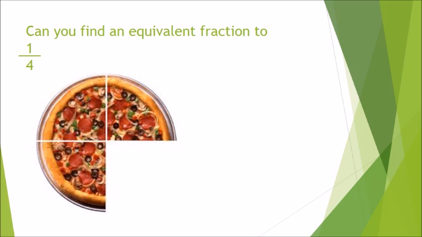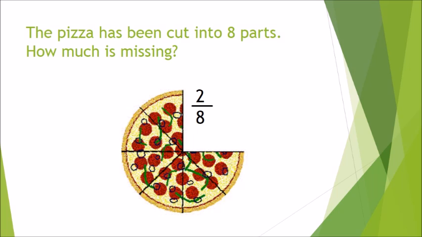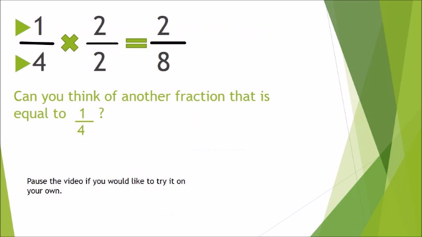Here, we can see that the pizza is cut into 4 equal parts. 1/4 of the pizza has been eaten. Can you find a fraction that is equivalent? Now the pizza has been cut into 8 equal parts. How much has been eaten? We put the eaten part over the total number of pieces in the whole, and we have 2/8. Remember, what we do to one side of the fraction, we have to do to the other. 1/4 and 2/8 are equivalent.